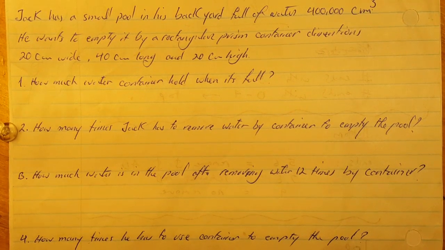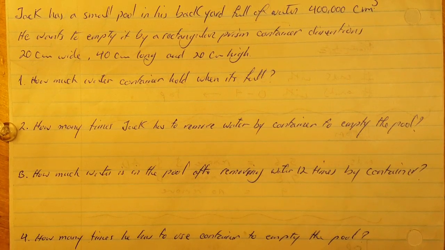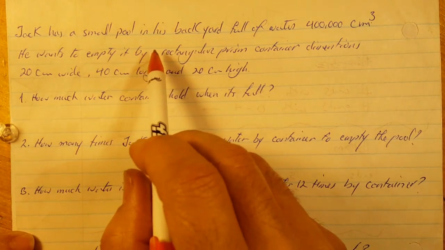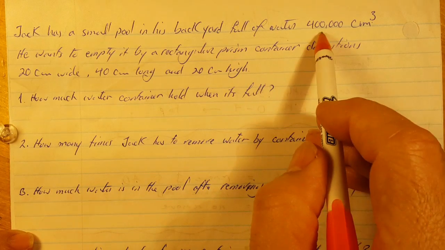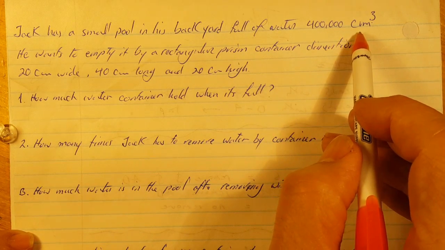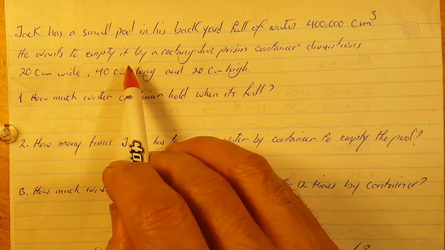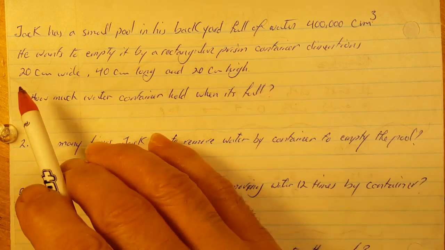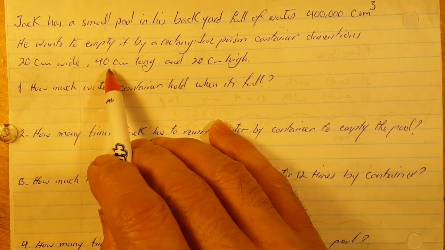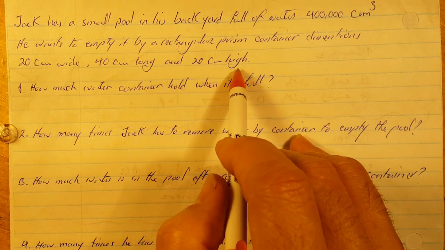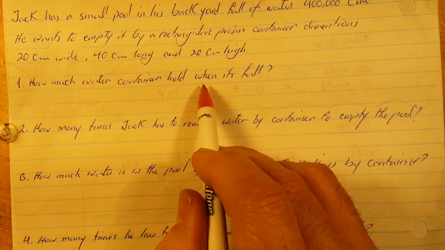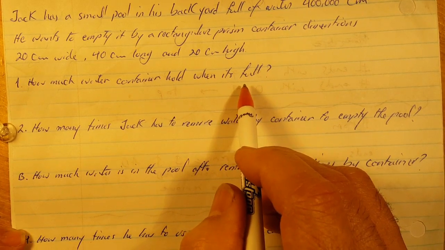Okay, it's problem solving about volume and capacity. Jack has a small pool in his backyard full of water, 400,000 cubic centimeters. He wants to empty it with a rectangular prism container, dimensions 20 centimeters wide, 40 centimeters long, and 20 centimeters high. How much water does the container hold when it's full?